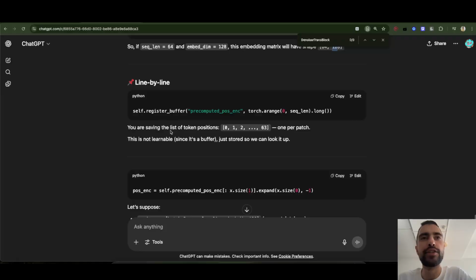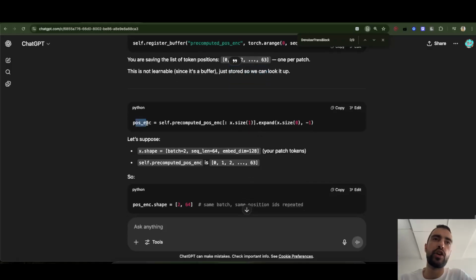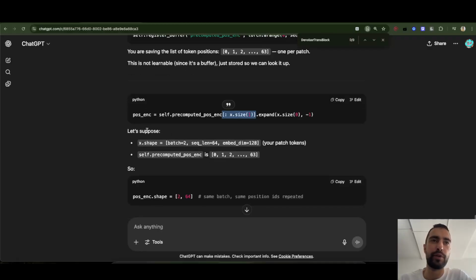You are saving a list of token positions 0 to 63, 1 per patch. So when we are doing a range from 0 to sequence length, we already knew that. This is not learnable since it's a buffer, it just stores so we can look it up. And then positional encoding. Now we have this more complex line. We see pre-computed positional encodings, and then we're taking some of it. Let's see what we do here.